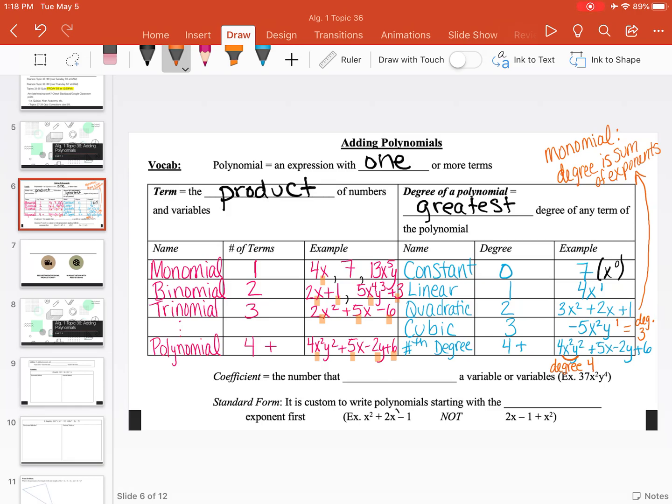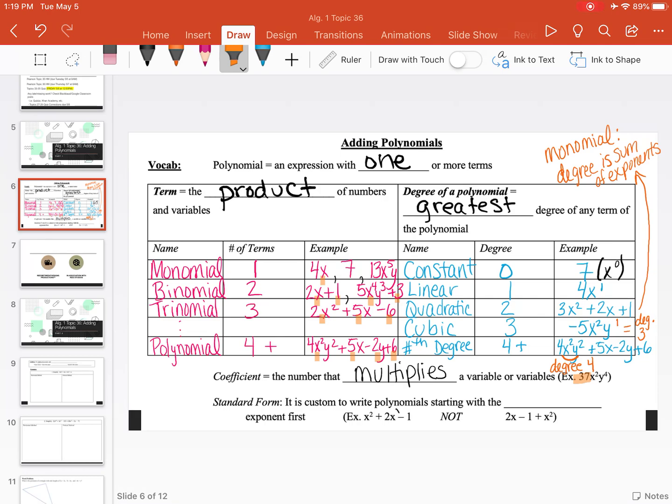Moving on to looking at what a coefficient is. Now you've probably heard this term thrown around a lot or even introduced in the beginning of Algebra 1. A coefficient is the number that multiplies a variable or variables. In the example here of 37x squared y to the 4th, our coefficient is 37.